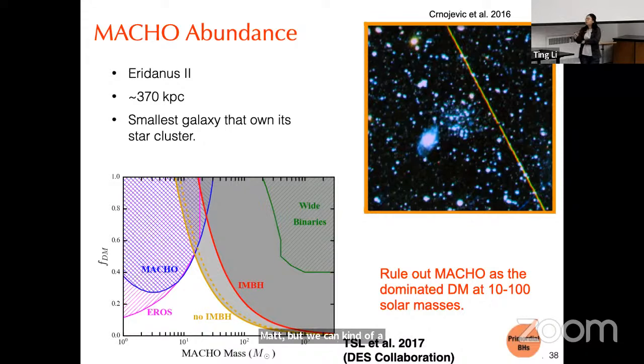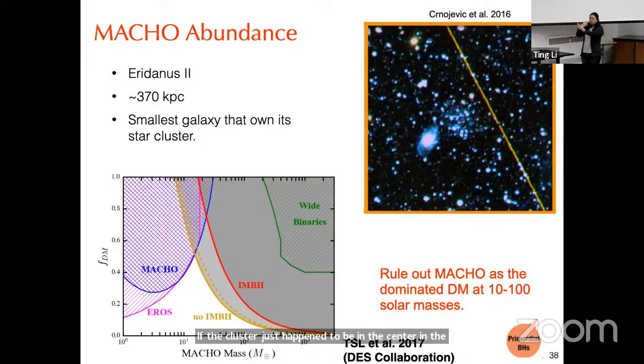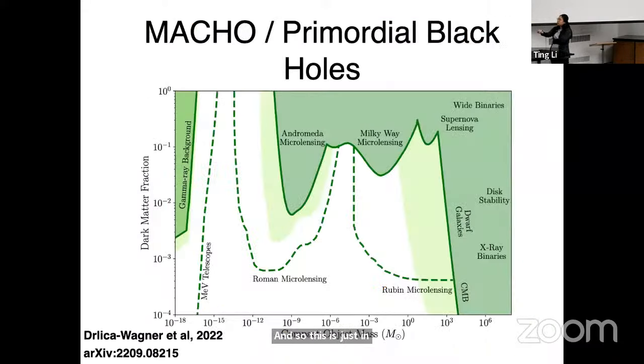But there are a few assumptions here. We are assuming that the cluster is just in the center, right? If the cluster just happened to be in the center in projection, but it's a bit closer, it's definitely at a similar distance, but if it's off by several kiloparsecs, we won't be able to tell observationally. So it can close this gap. And so this is just in the 1 solar to 1,000 solar mass range. I just want to show an example.